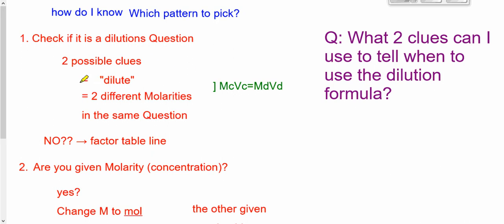You're either going to see the word dilute in the question, which is a good clue that you're diluting something, or the question is going to give you two different molarities in the same question, one for the concentrated, one for the diluted. If you're given either of these two clues, you immediately write down your dilutions formula, then substitute and solve. If it's not a dilutions question, if they haven't given us these two clues, then we're doing a factor label line question like we've been practicing for the past few days.